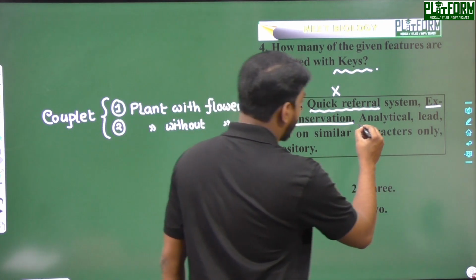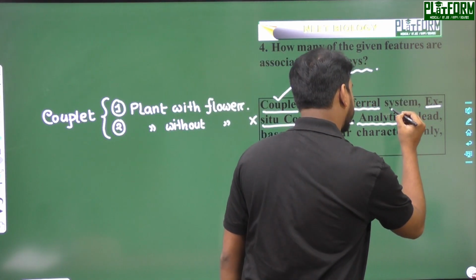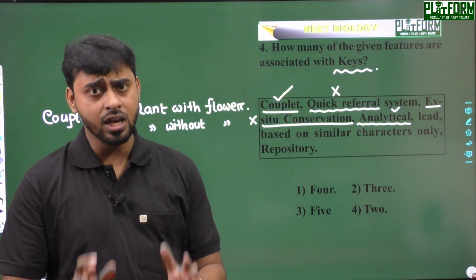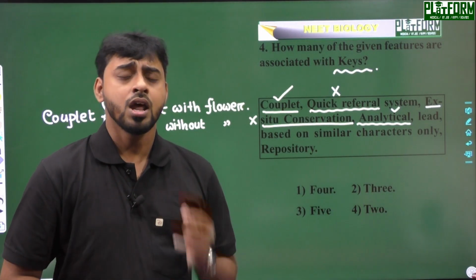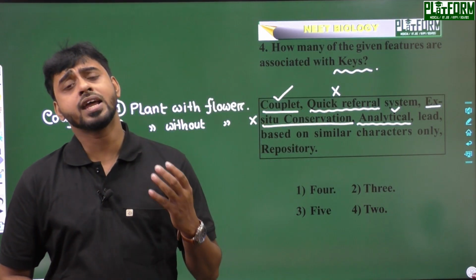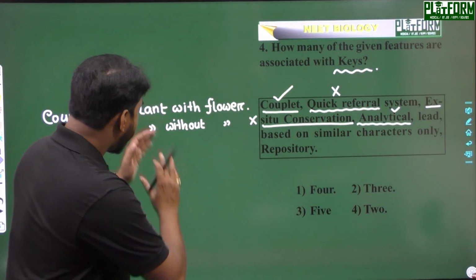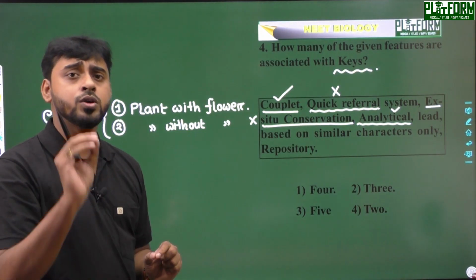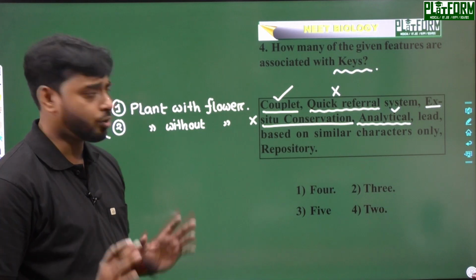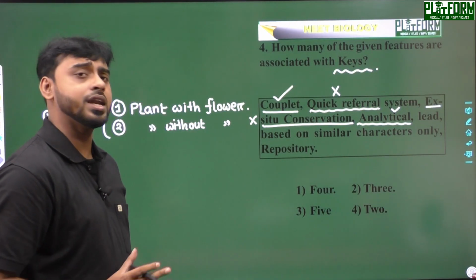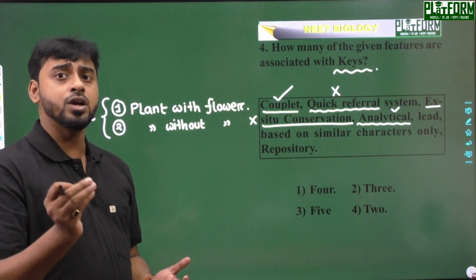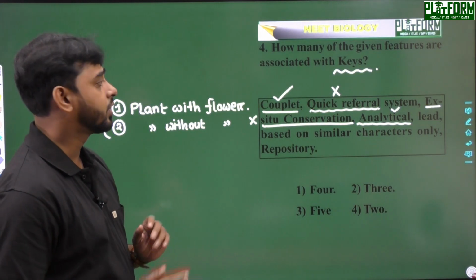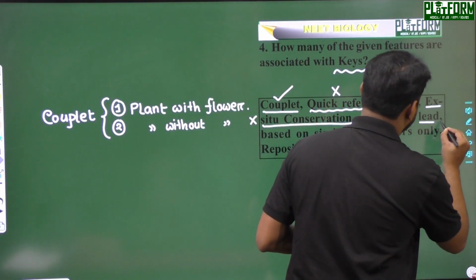Next, analytical in nature. Yes, key is analytical in nature. It is written in the NCERT. The key is an analytical device. Now, why is key considered as an analytical device? Because by analyzing all the characters which are written inside the key, we are able to identify an organism. So it is analytical.